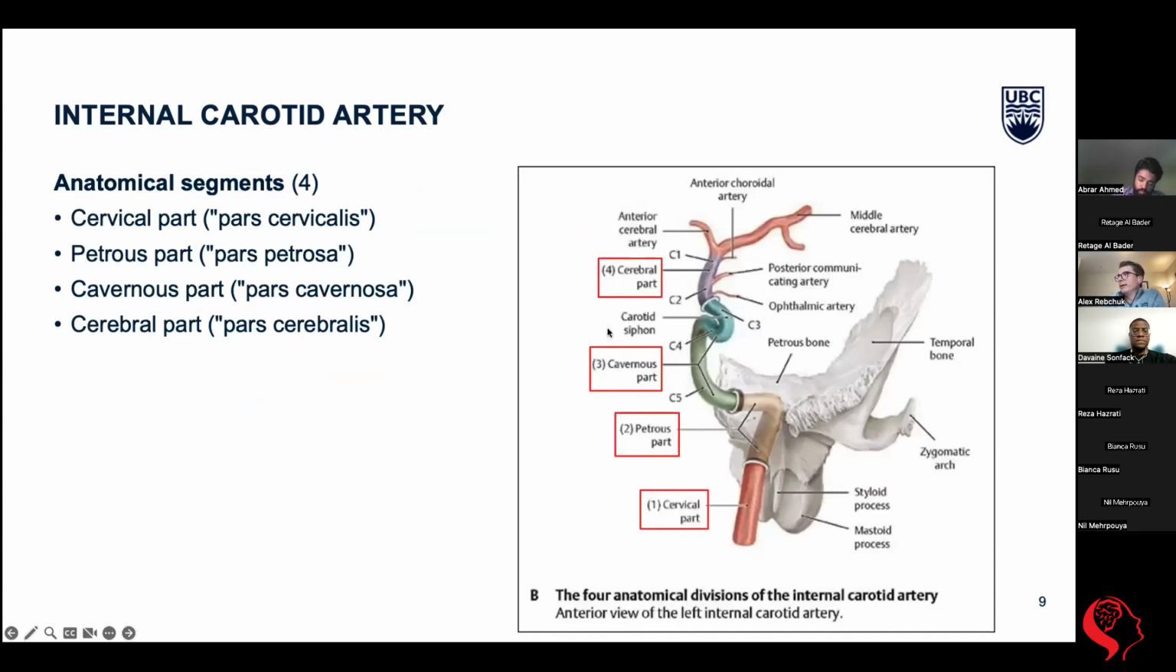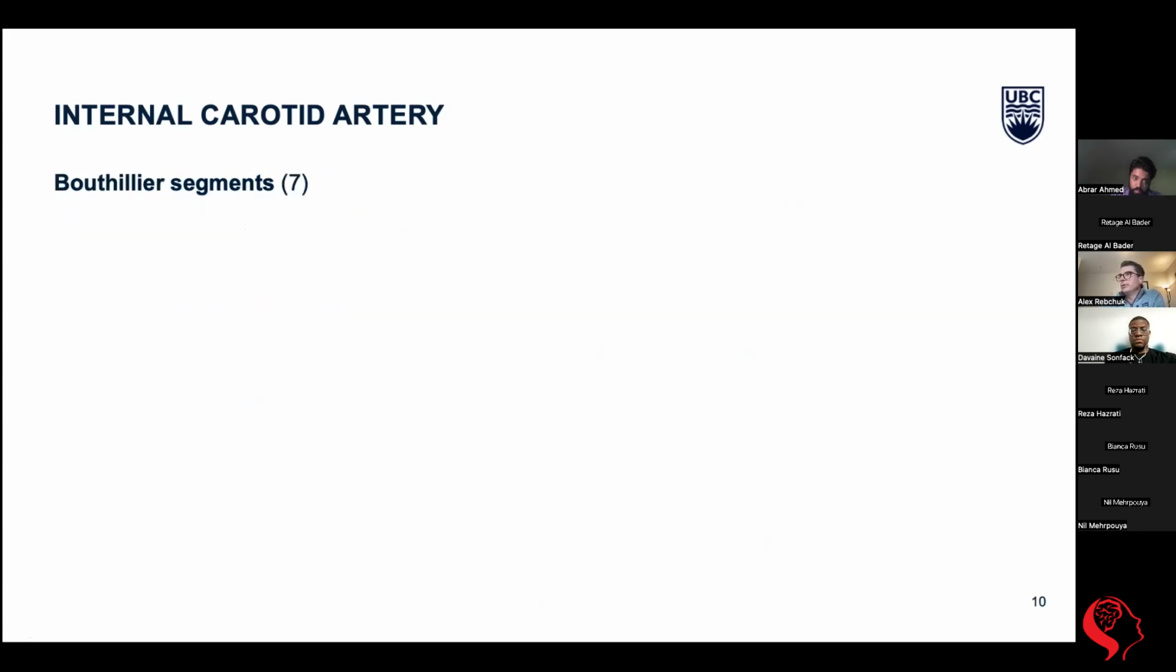These are the anatomical segments. You might have been taught this or seen this before. There's the cervical ICA, which is extracranial. The ICA then runs within the petrous bone, called the petrous part, then runs within the cavernous sinus, the so-called cavernous segment, and then the intracranial segment, the cerebral part. That's the more straightforward classification. The Bouthillier is one that's more frequently used and is a bit more descriptive.